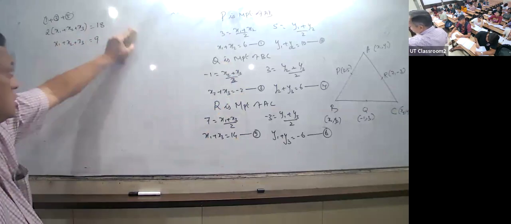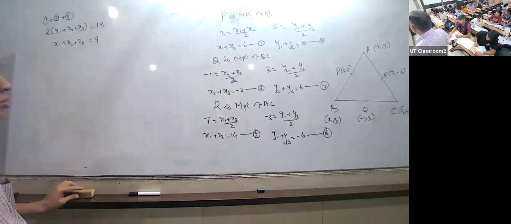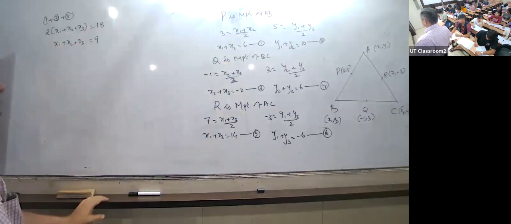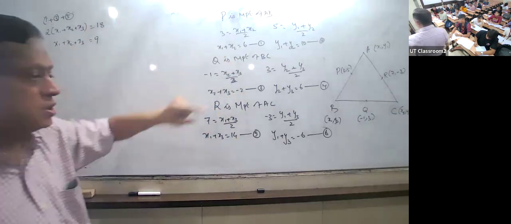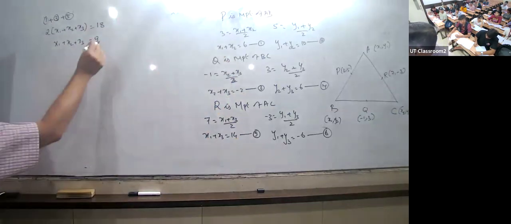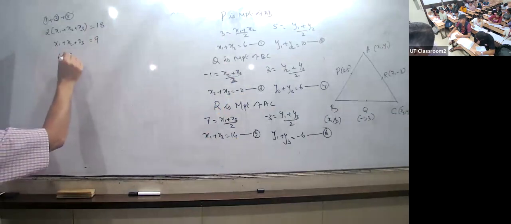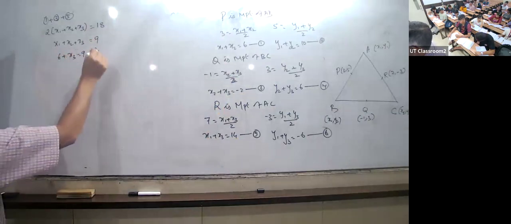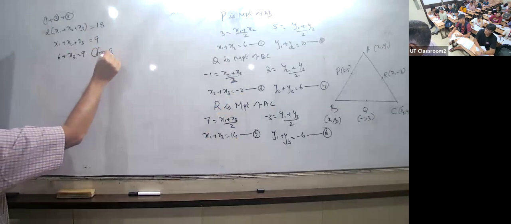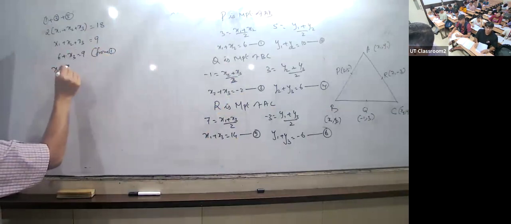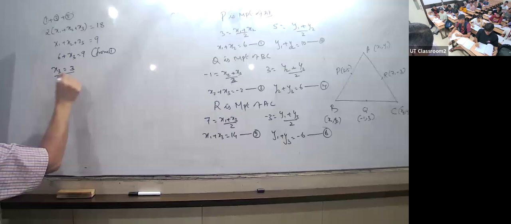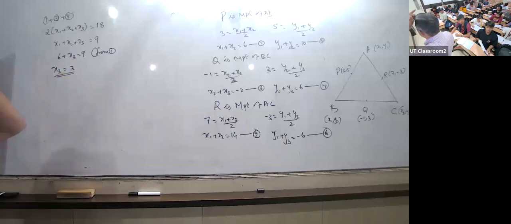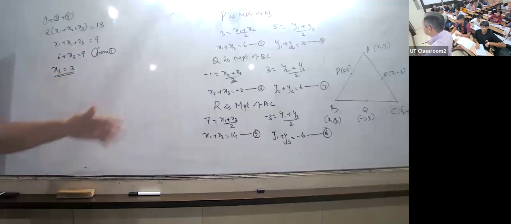Check the steps. Now from here, you substitute the value of x1 plus x2, that is 6, from equation 1. 6 plus x3 is equal to 9. Therefore, x3 is equal to 9 minus 6. Substitute now anywhere, let's say x2 plus x3.